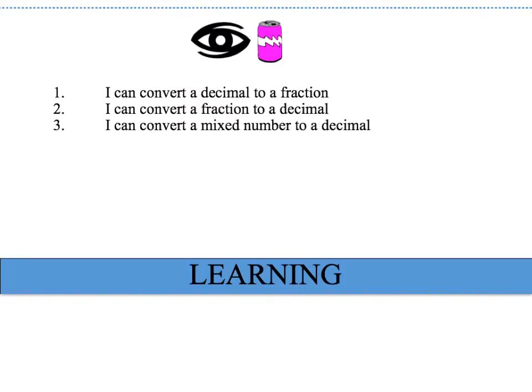This lesson has three different learning objectives. The first one says I can convert a decimal to a fraction. The second one says I can convert a fraction to a decimal. And the third one says I can convert a mixed number to a decimal.